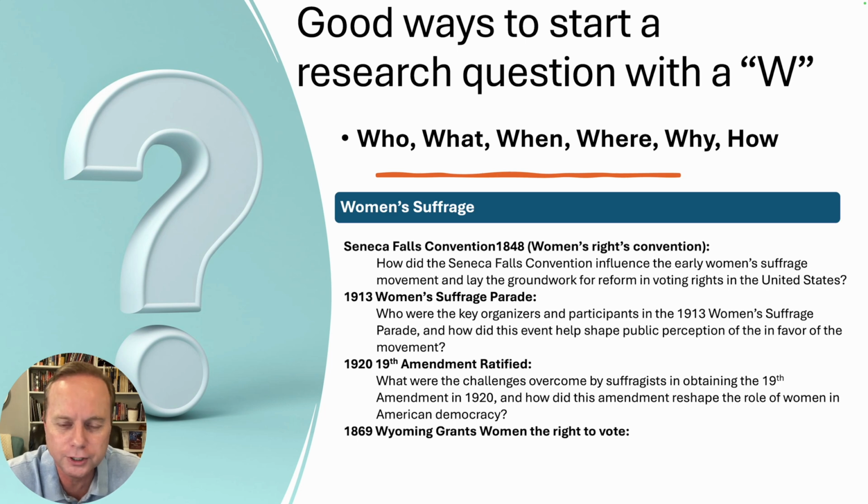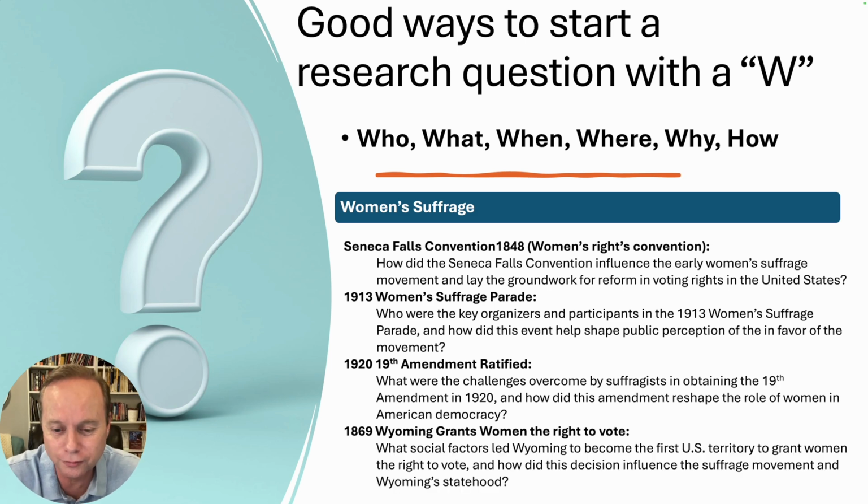Wyoming. Wyoming was the first territory to grant women the right to vote in the United States. So that's interesting. So this becomes very interesting. Okay, who were the people behind this? That might be very interesting. Okay, what were the events that led up to women getting the right to vote in Wyoming? Okay, where did the women come from before they went to Wyoming, and why did they get the right to vote in Wyoming? How was this possible in Wyoming when it wasn't possible anywhere else in the United States at the time? Some of those, that might be interesting.